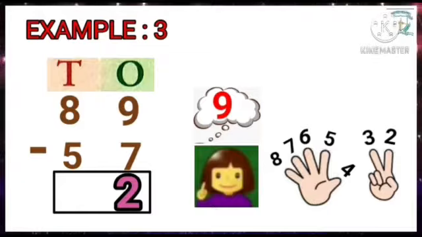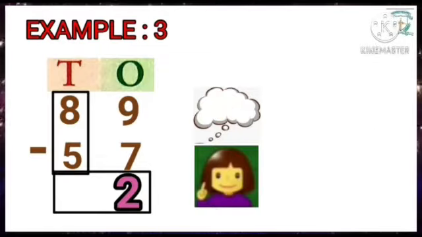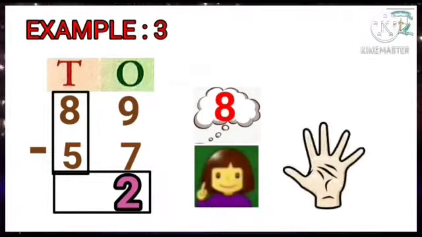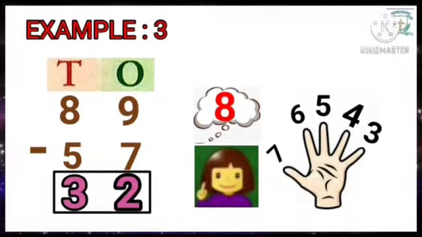Now we shall subtract the digits in the tens place. We subtract as 8 in the mind and 5 fingers up. Before 8 comes 7, 6, 5, 4 and 3. We write 3 in the tens place. Therefore, the answer is 89 minus 57 is equal to 32.